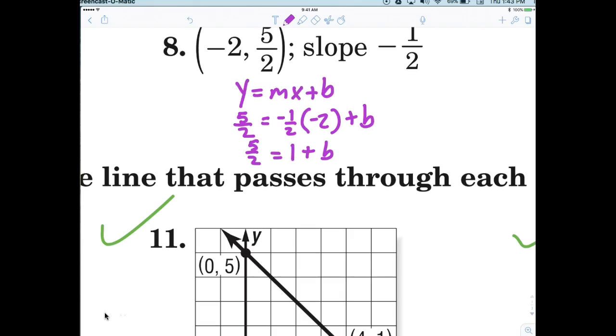Now again, please, if you're sitting there going, man, I'm 5 halves minus 1, if you're thinking about that, you are way behind. Everybody should be able to say 5 halves minus 1 is just 3 halves. That's quickly. Because why? 1 is what? 2 halves. So 5 halves minus 2 halves is 3 halves.